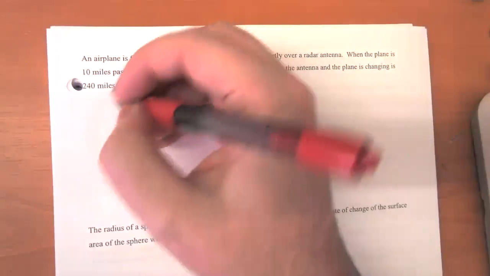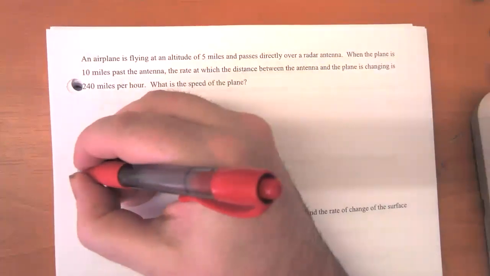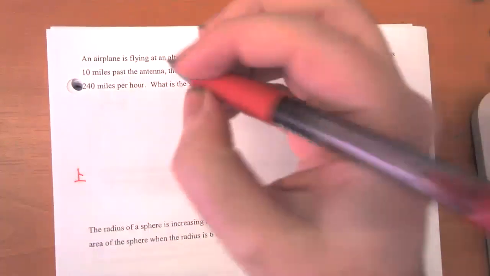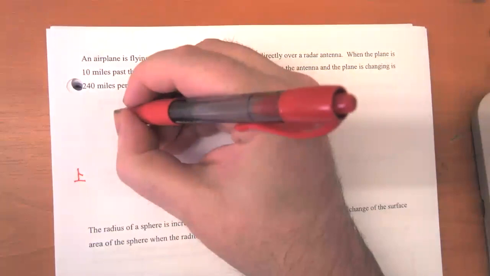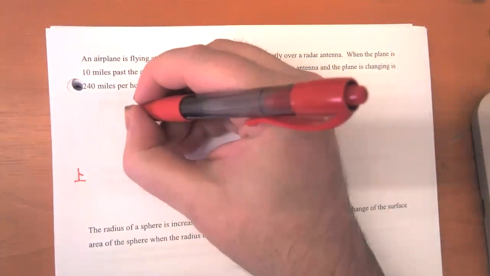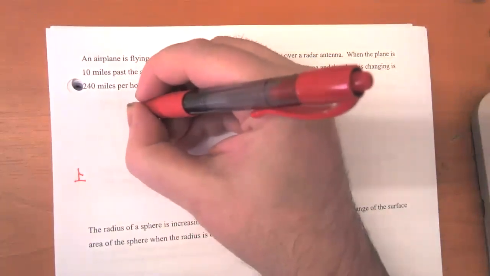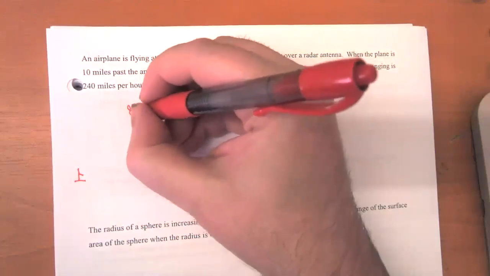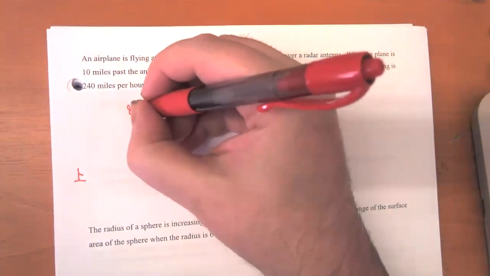Okay, so let's draw a little diagram here. Down here, I've got my little radar tower. I don't know, it looks something like that. And over here, we've got an airplane, there's the tail and there's the wings. That doesn't look much like an airplane. Oh, well.